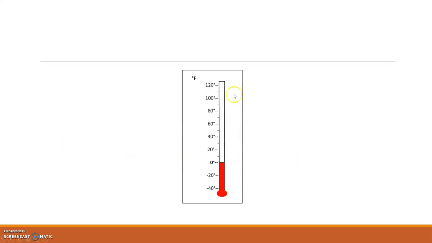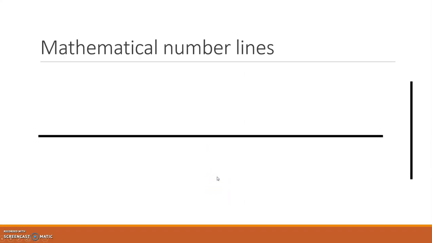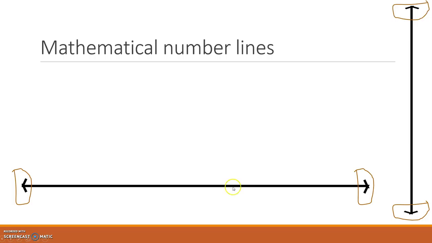Or a thermometer. This shows numbers above and below 0. Now, mathematical number lines have to be straight. So use a ruler or something with a straight edge to make them. We'll use horizontal and vertical number lines. The arrows at both ends means that numbers can go on forever. They're ideas. Up or down, forward or backwards.